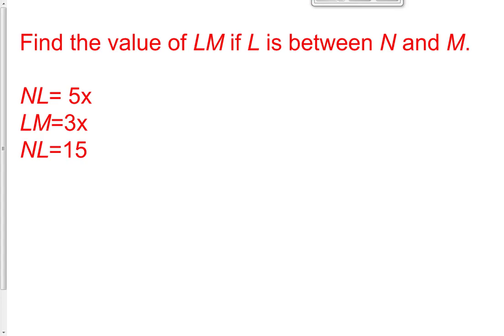So if L is between, it means that all three have to be collinear. So I'm just going to draw a line. N and M are the endpoints. So I'll put N here. I'll put M here. If you guys don't draw your picture exactly like I draw my picture, that's okay. You just have to have N and M be the endpoints, and L is in between. So L has to be somewhere in between. You can put it right here, right here, or right here. It really doesn't matter as long as you put it somewhere on the line. So I'll put mine in the middle.